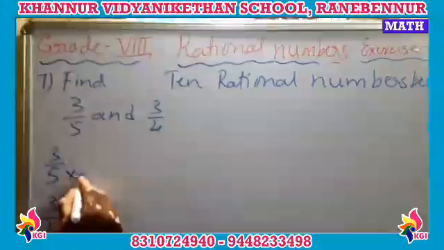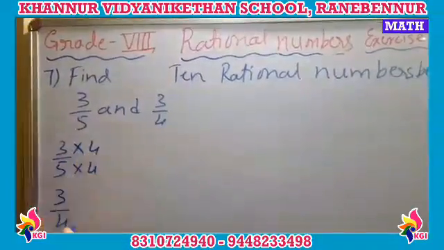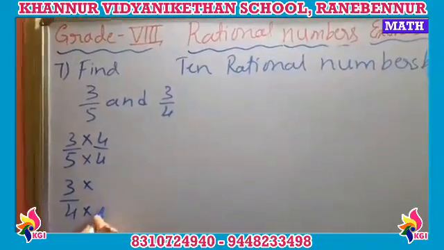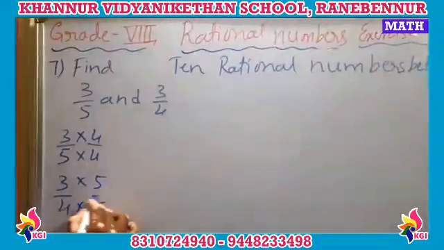Okay, 5 how much are 20? 5 fours are 20. So I am multiplying this one with a 4. Okay, then 4 how much are 20? 4 fives are 20. This I am multiplying with a 5.